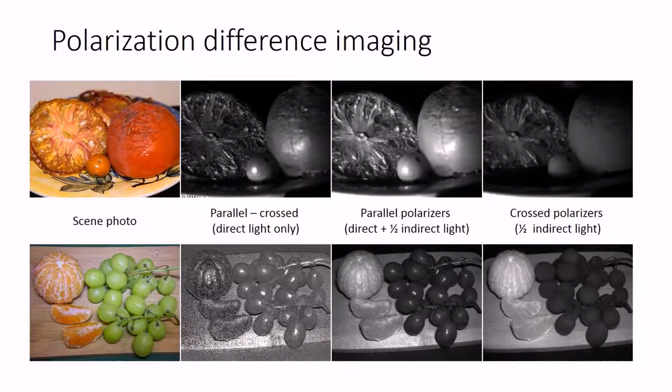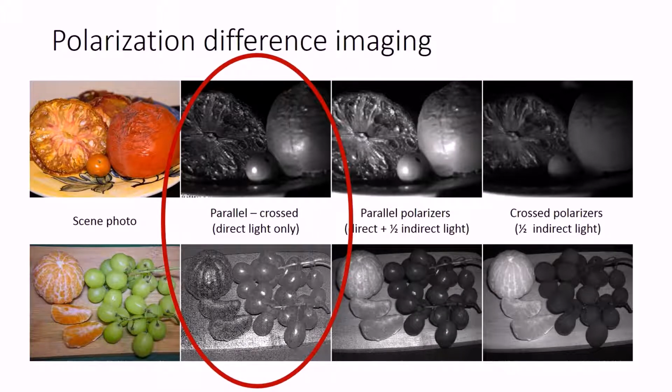Here, for instance, we used polarized light to isolate direct and global components of light transport. Previously, to obtain only the direct component, two separate input images would have to be subtracted. Our system can do it in a single shot.